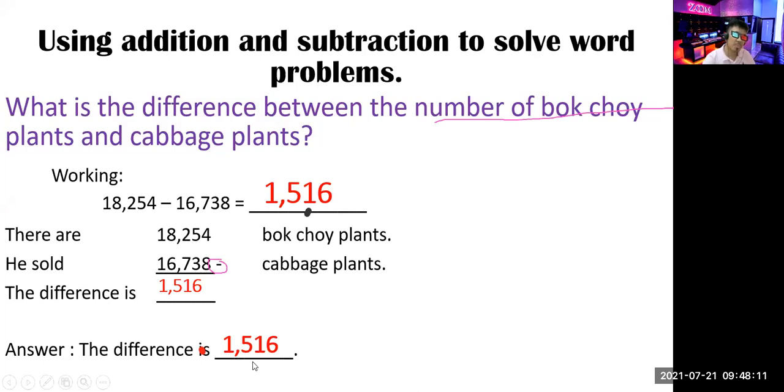Now, the problem here later, because you will write the sentences here: there are blank bok choy plants. So you will just look at the picture or the word problem.